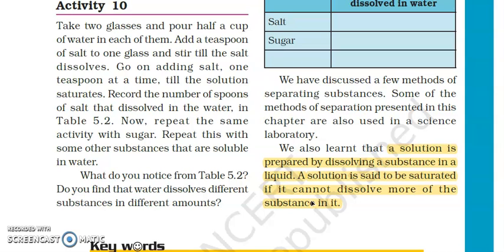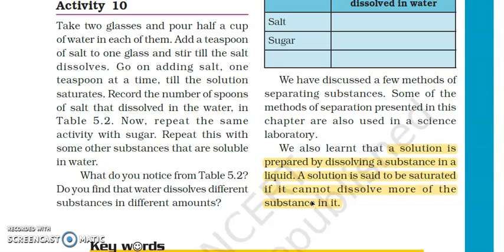Then the next method was sieving, in which we have to separate two substances having different sizes. Then next we have studied sedimentation, decantation and filtration, which is based on the principle that few substances are soluble in water while few are insoluble in water. And then the last was evaporation.